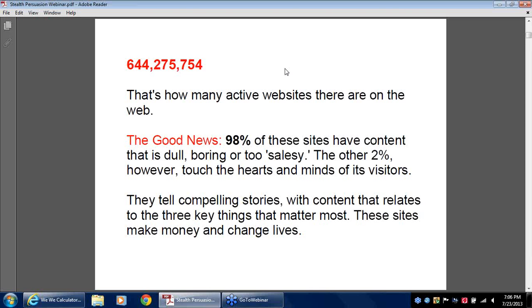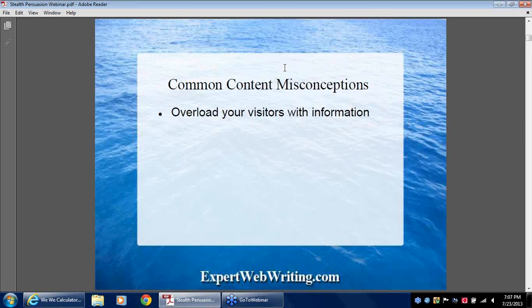Here's a few things that we do in our website, some common misconceptions that we have when we begin to sit down and write our content. We overload our visitors with information. Well, we're experts in what we do, and we're also proud of everything we do, so we have a tendency to want to over-explain everything that we do and how we're better than our competition, and just all this information overload. And you want to be very careful that you don't confuse your visitor with too much information.